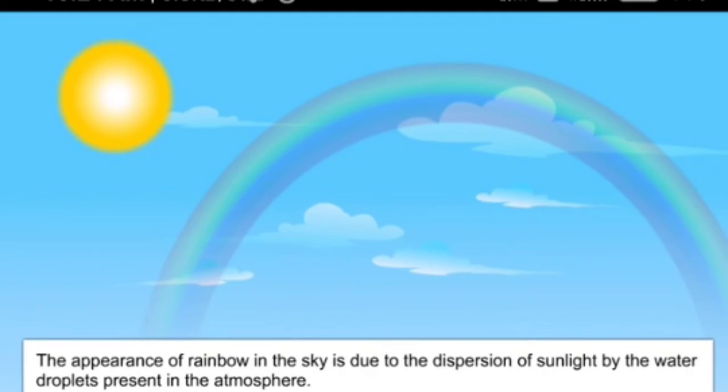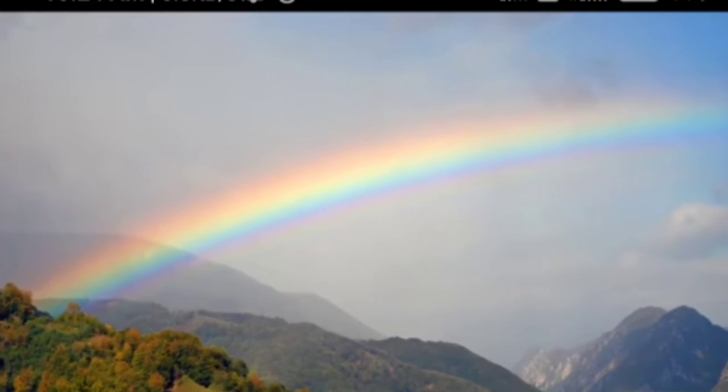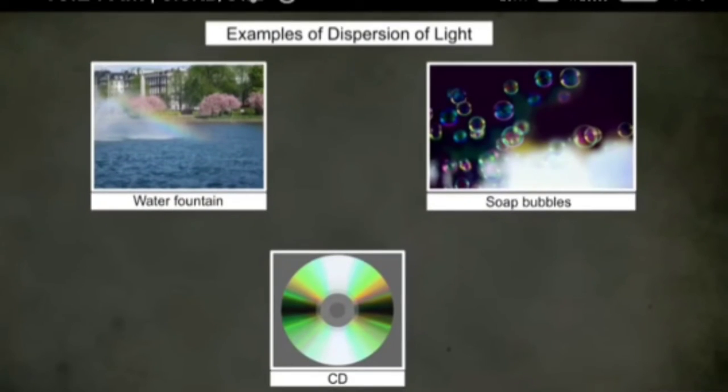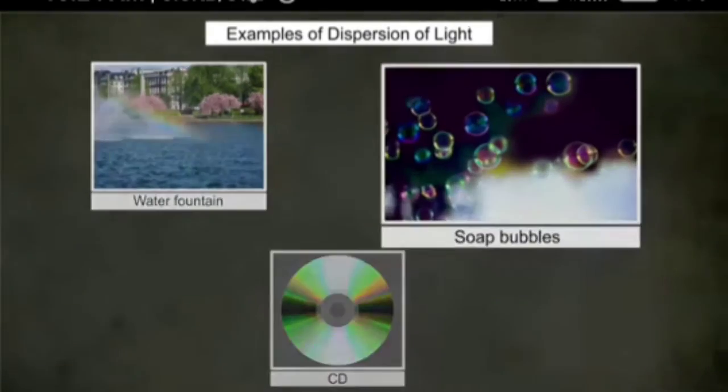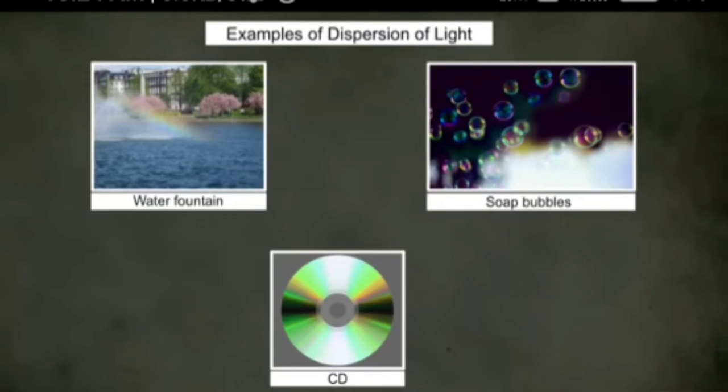Dispersion of light not only results in the formation of a rainbow, but we can see this effect in our day-to-day life as well. For example, the beautiful band of colors we observe in water fountains, soap bubbles, and CDs are all due to dispersion of light. Let's recap.